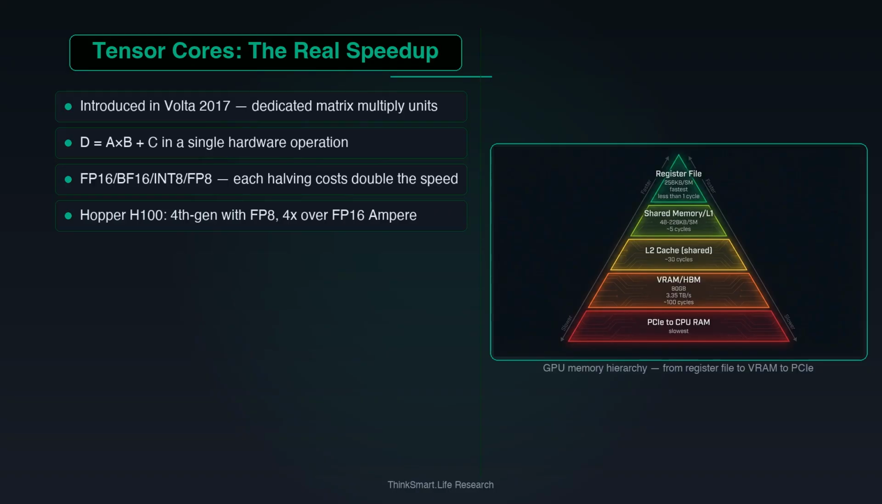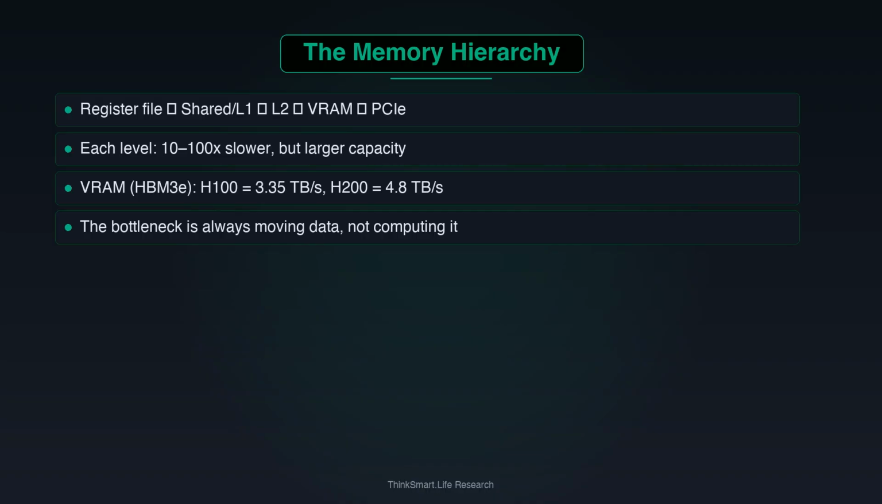GPU memory is organized in layers, from fastest to slowest. The register file at around 20 terabytes per second, zero latency, but tiny, private to each SM. Shared memory and L1 cache at around 15 terabytes per second, shared across threads in a block, configurable between 48 and 228 kilobytes per SM. The L2 cache at around 5 terabytes per second, shared across all SMs on the chip, about 50 megabytes on H100. Then VRAM, HBM, or GDDR at 0.9 to 4.8 terabytes per second. That's where model weights live.